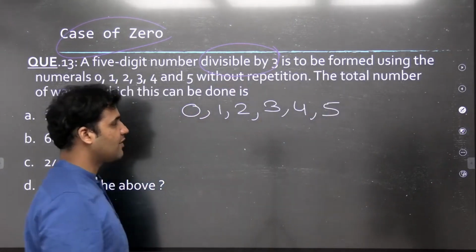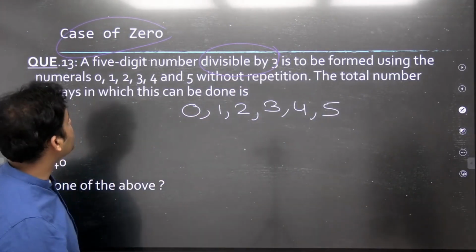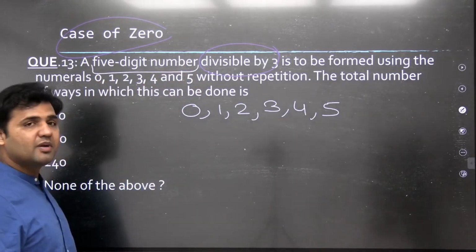So total 6 digits have been given to you. And how many numbers can you make? How many 5-digit numbers can be made which will be divisible by 3?